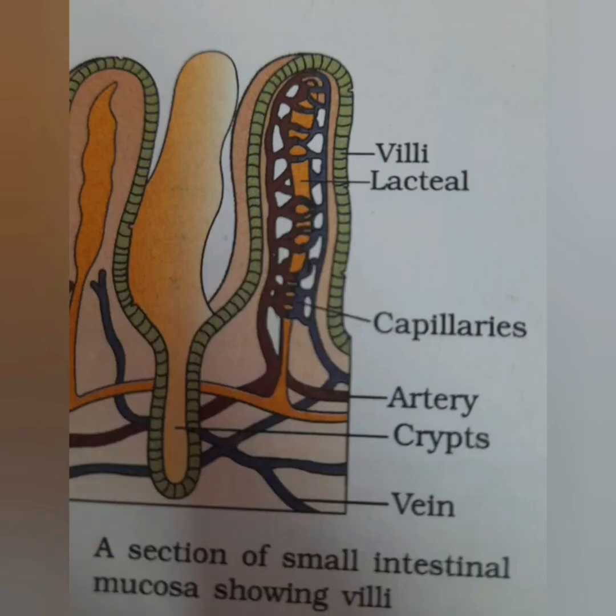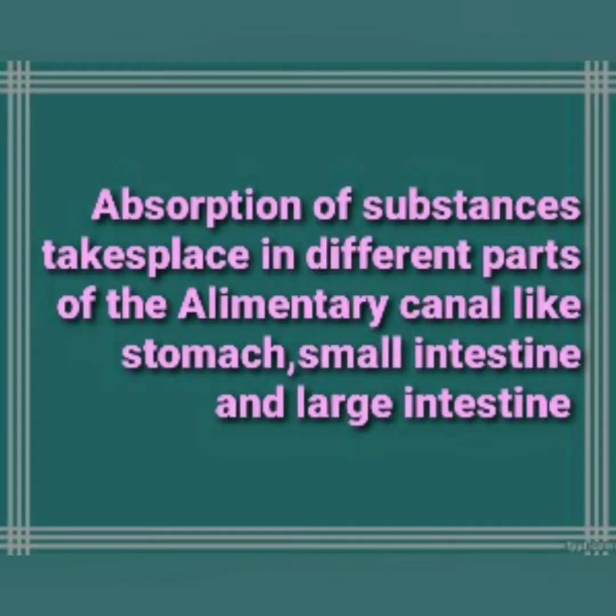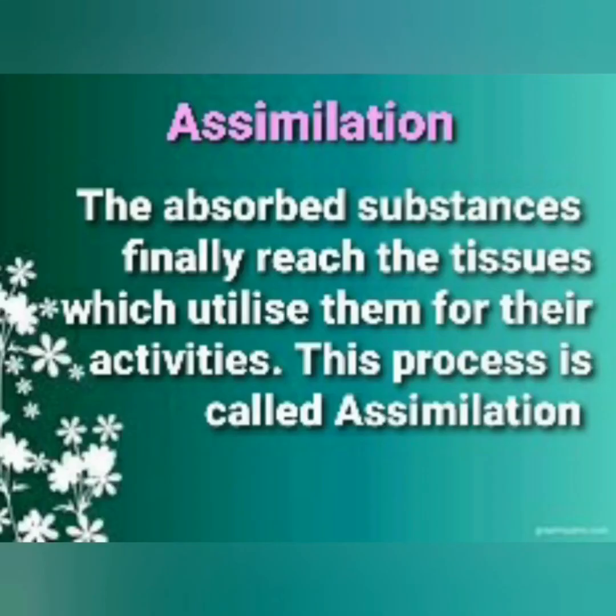Here you can see the lacteal, the lymphatic vessel, into which these chylomicrons are absorbed. Now surrounding capillaries also you can see. These lymph vessels ultimately release the absorbed substances into the bloodstream. Absorption of substances takes place in different parts of the alimentary canal like the stomach, small intestine and large intestine. Assimilation: the absorbed substances finally reach the tissues which utilize them for their activities. This process is called assimilation.